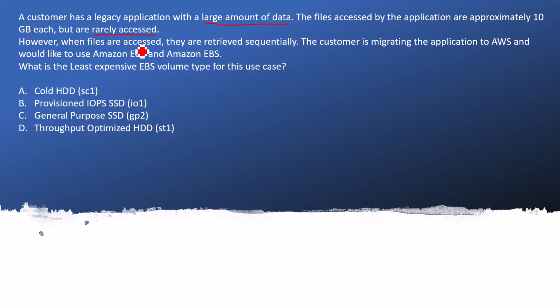The customer is migrating the application to AWS and would like to use Amazon EC2 and Amazon EBS. What is the least expensive EBS volume type for this use case? So there is one more hint point. We need to search for those options which are the least expensive and fulfill these three requirements.